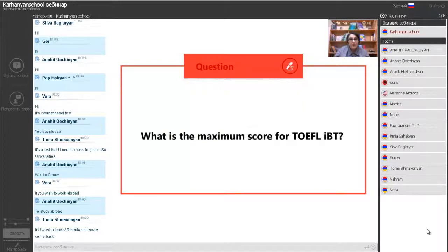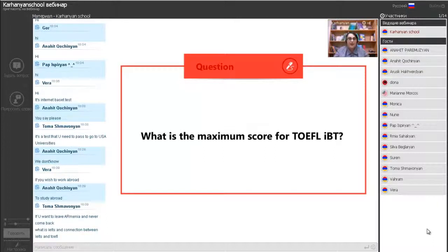So what is the maximum score for TOEFL iBT? The high score for it you need.